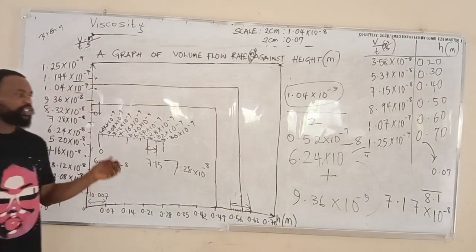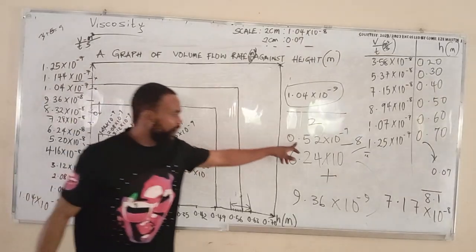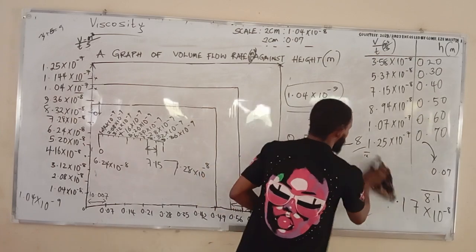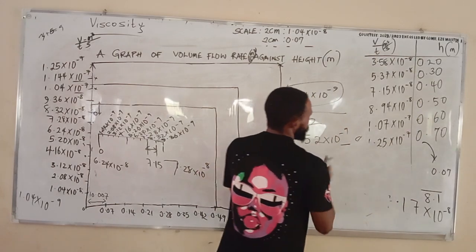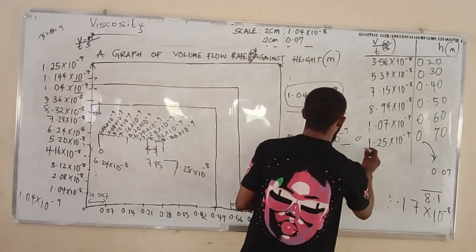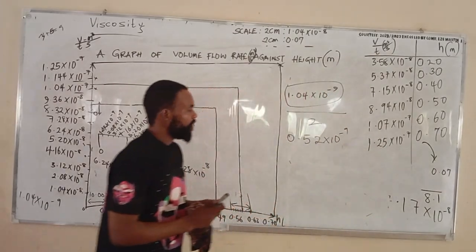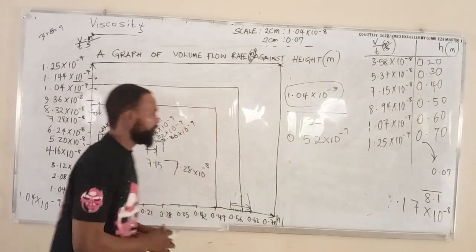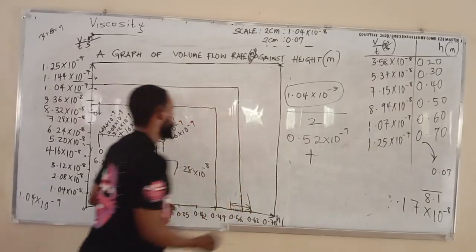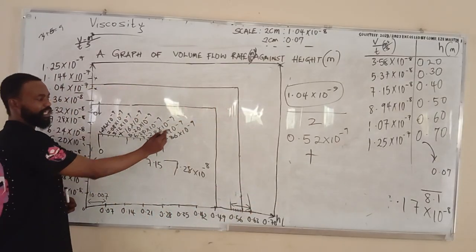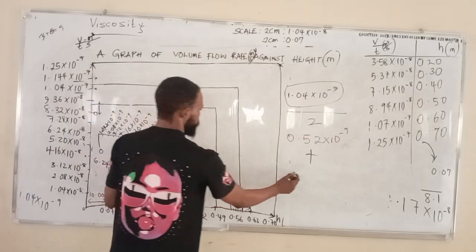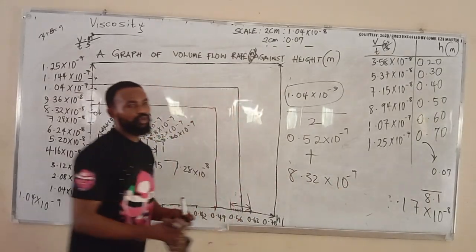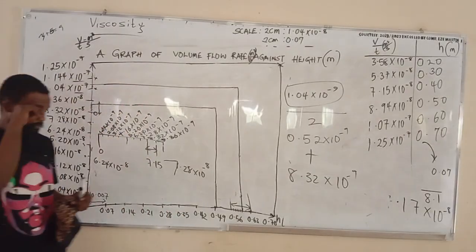Please see what you do for me. See what I want you to do for me. 0.52 times 10 raised to the power minus 9 plus 8.32 times 10 raised to the power minus 9. Do it. 8.84.